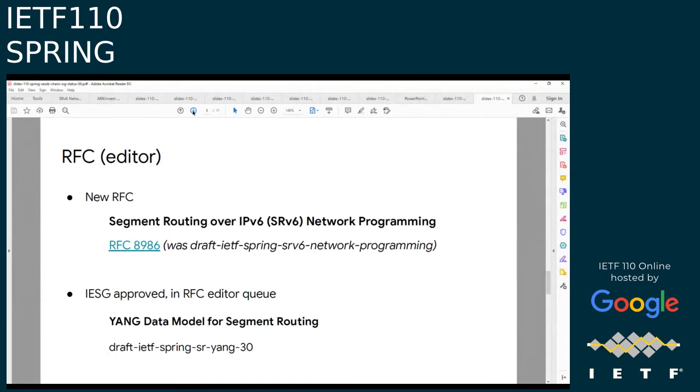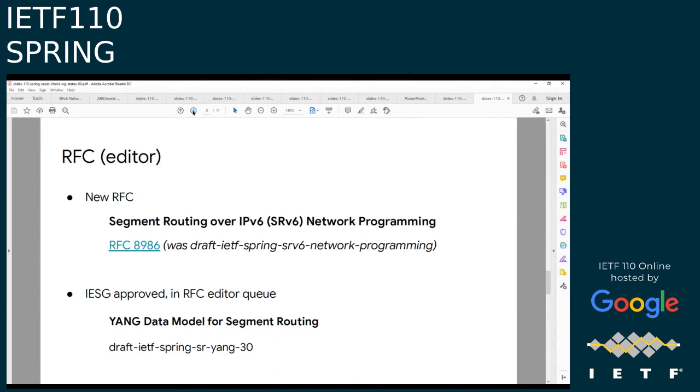Two RFCs got approved by the IESG. One has been published. I'm the shepherd on both of these. 8986 on the network programming. My thanks to the authors. This was a very long slog.